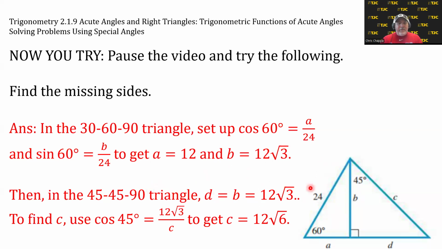Then in the 45, 45, 90 triangle, which has B as a side, B and D are equal because they're the legs of an isosceles right triangle, and so they're both equal to 12 times the square root of 3. And to find C, we could either use the Pythagorean theorem, or we could use cosine of 45 degrees is B over C, but B was 12 square root of 3, and we would get C equals 12 square root of 6.